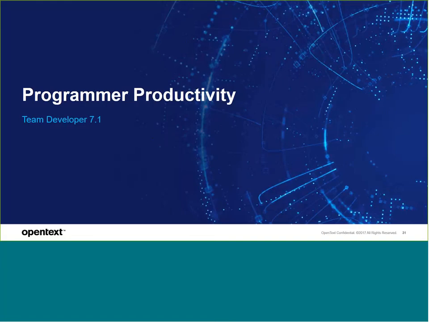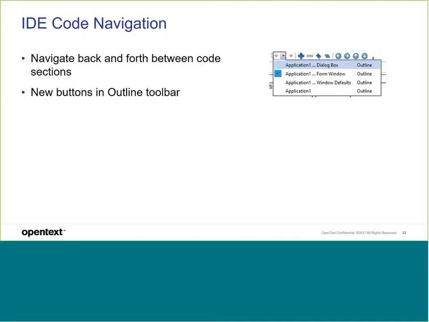Programmer productivity. This is what we provide for improved productivity for the developers. You can now navigate back and forth between code sections. You have new buttons in the outline toolbar, which are these here. So very easy navigation back and forth between the visited code.